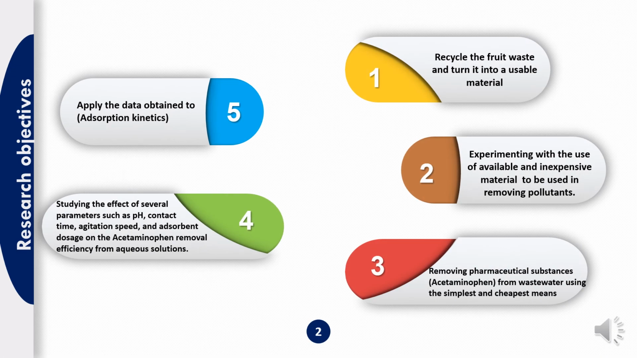Research objectives: One, recycle the fruit waste and turn it into usable material. Two, experimenting with the use of available and inexpensive material to be used in removing pollutants. Three, removing the pharmaceutical substance acetaminophen from wastewater using simple and cheap means. Four, studying the effect of several parameters such as pH, contact time, shaking speed, and adsorbent dosage on the acetaminophen removal efficiency from aqueous solution. Five, apply the data obtained to adsorption kinetics.